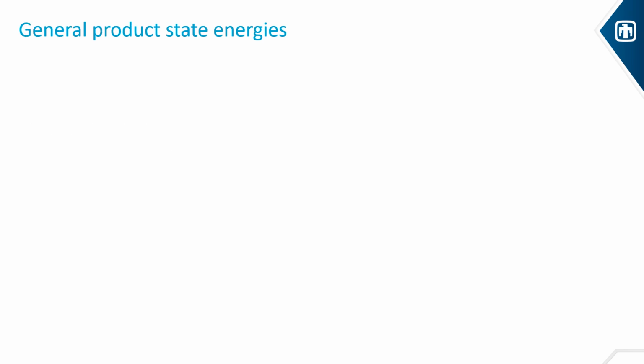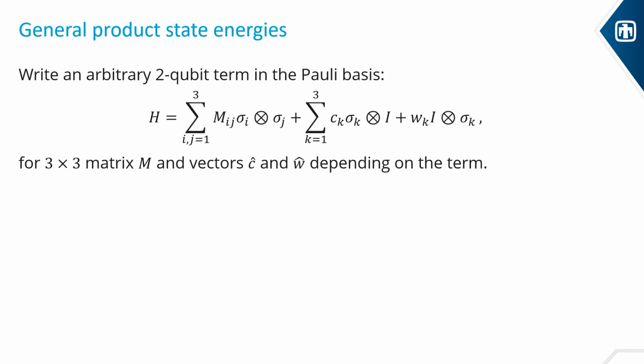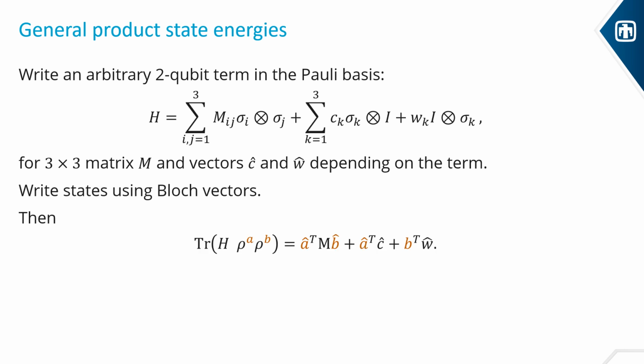Now, for general Hamiltonian terms, instead of a specific example, when we expand in the Pauli basis, we end up with this sum, which includes additional coefficients. Then writing the states A and B in terms of block vectors and doing the calculations, we end up with this expression. So again, there are inner products, something similar to before, but there are these additional terms and additional coefficients.